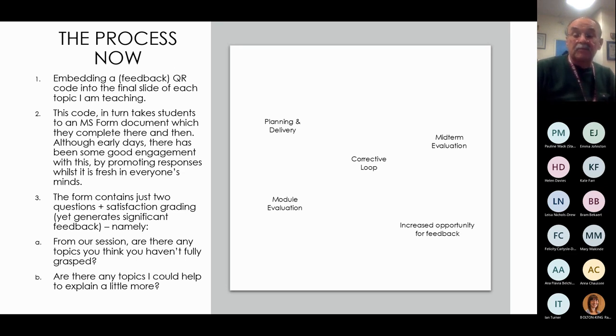It doesn't replace the midterm evaluation, it adds to it. This adds also to the end of term module evaluation. And it gives me more opportunity to interact and engage with students all the way around, from week 1 to the end of the module.